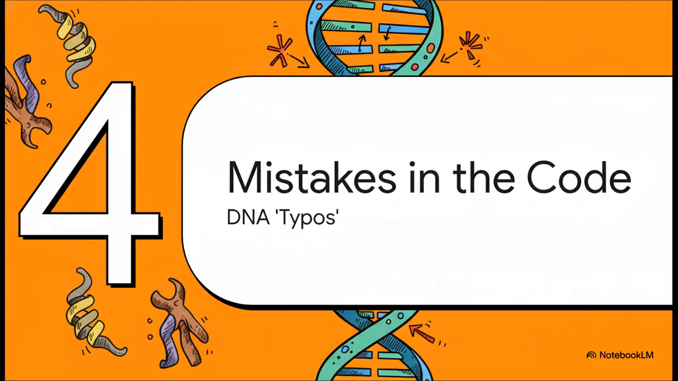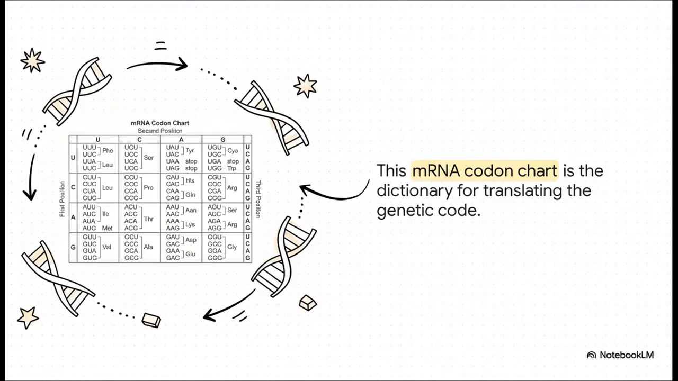But what happens if there's a typo in the master blueprint? I mean, a mistake in the DNA sequence. These mistakes are called mutations, and they can be totally harmless, or they can have really dramatic effects on the final protein. To understand mutations, we need this.